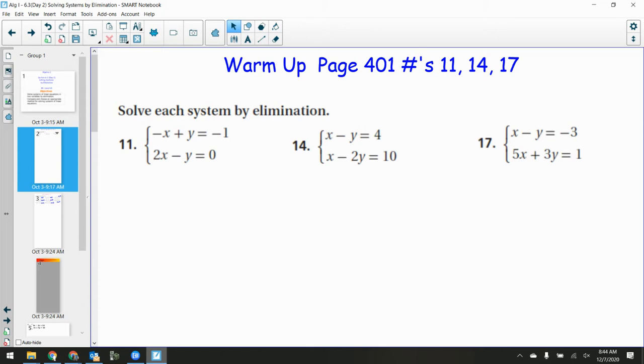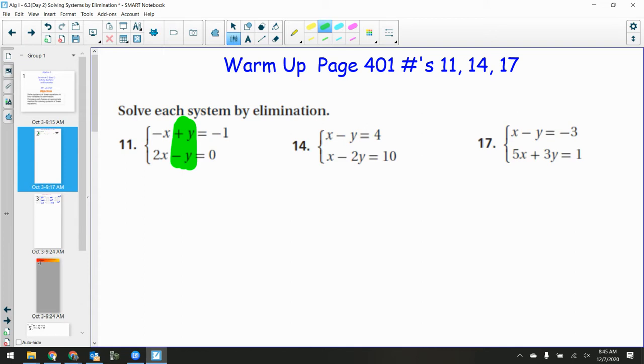All right, so let's get started here. Now, why would I say that number 11 is set up for elimination? Well, it's because the y's are exactly opposite. Good. It's because the y values are opposites. We have a positive 1 and a negative 1. Does everybody see that? When you have that, that's what's called setup for elimination.